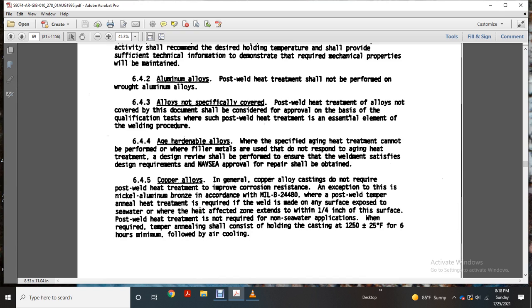Alright, copper alloys. In general, copper alloy castings do not require post-weld heat treatment to improve the corrosion resistance, with the exemption of this nickel aluminum bronze at the corners of the mill. B24480.